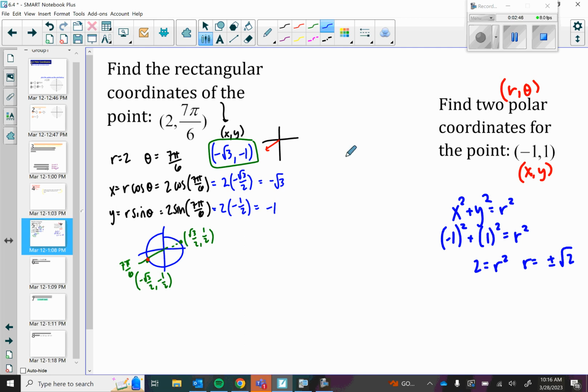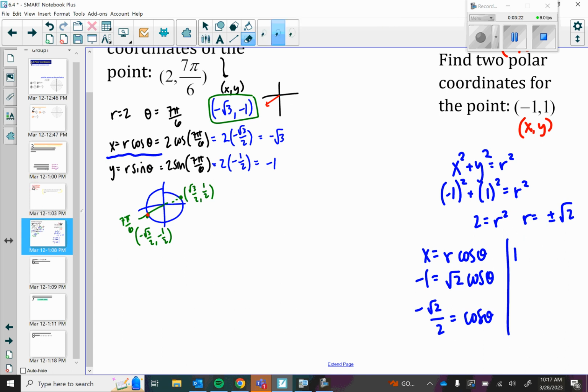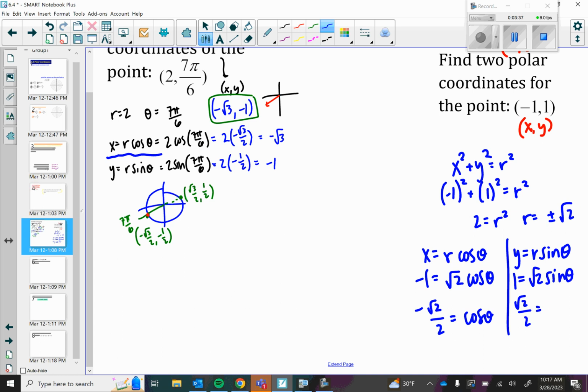Now we can solve our equations that we used earlier for x and y. So x is equal to r times cosine of theta. That means negative 1 is equal to square root of 2 times cosine of theta. When I move the square root of 2 to the other side, we would have negative 1 over the square root of 2, or rationalizing, negative square root of 2 over 2 is equal to cosine of theta. We could also use our y value. y is equal to r times sine of theta. In this case, 1 is equal to square root of 2 times sine of theta. Again, rationalizing in that step, we're getting this.